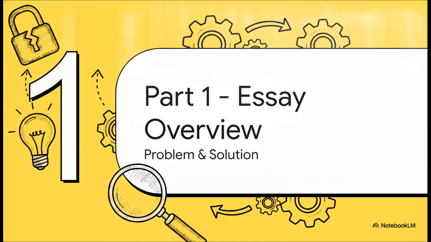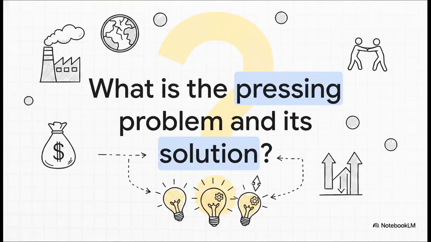Part 1, Essay Overview. We're looking at Essay 76, which is a classic problem and solution essay. Honestly, just recognizing that structure right off the bat is half the battle. Okay, let's take a look at the prompt together. I really want you to tune out all the background noise here and just focus on the absolute critical keywords.